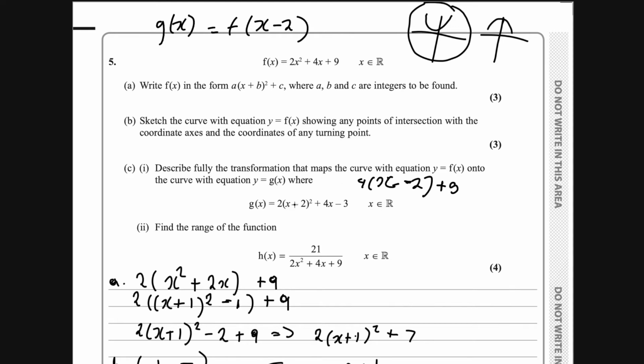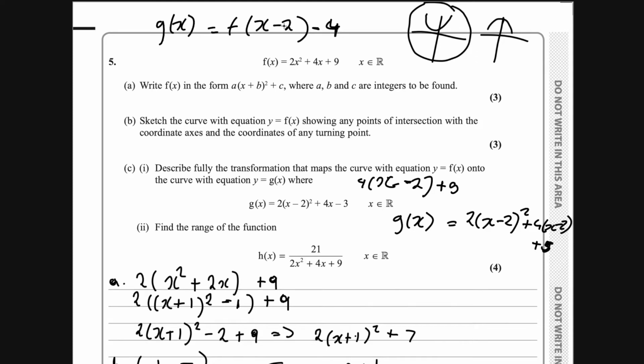So g of x is also equal to 2(x - 2)² + 4(x - 2) + 5, just adding a 5 on the end. So when it comes to describing the transformation between g of x and f of x, g of x is indeed f of (x - 2), but we can see that there is a different constant. It's gone from 9 down to 5, so it's clear that 4 has been deducted from the function between f of x and g of x.